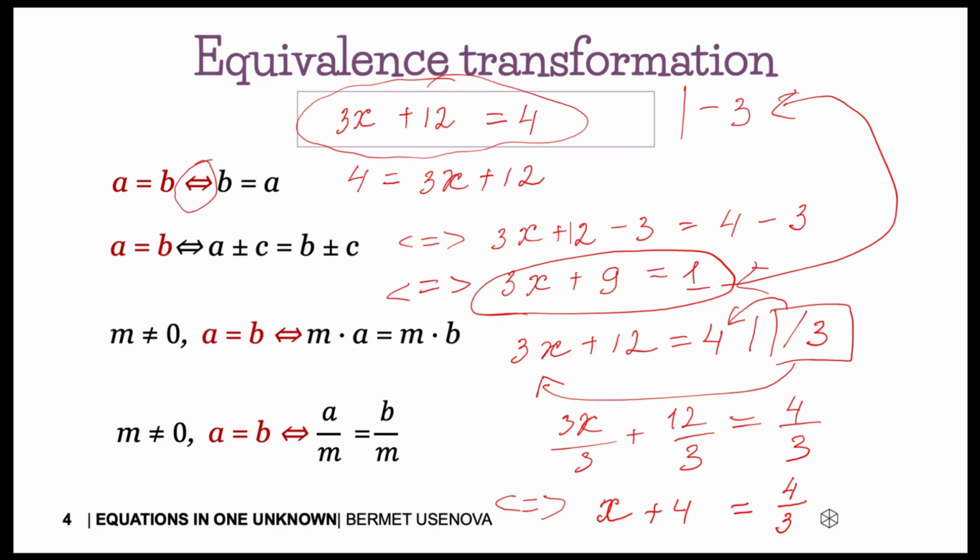So these are the major equivalence transformations, but very important: taking powers or taking roots, and squaring an equation, are not equivalent transformations. So if you take a power of both sides or you want to take a root of both sides, it's not equivalent. I hope everything is clear here. We can move to the next part.